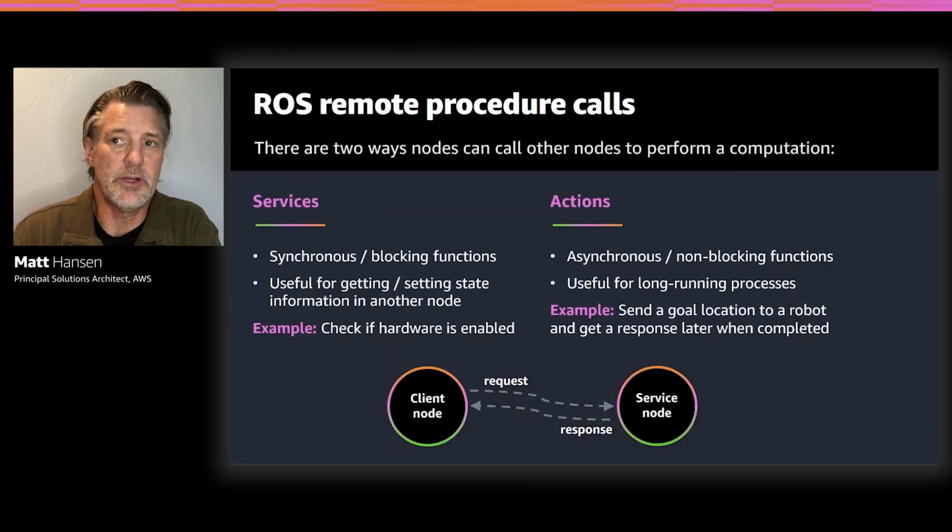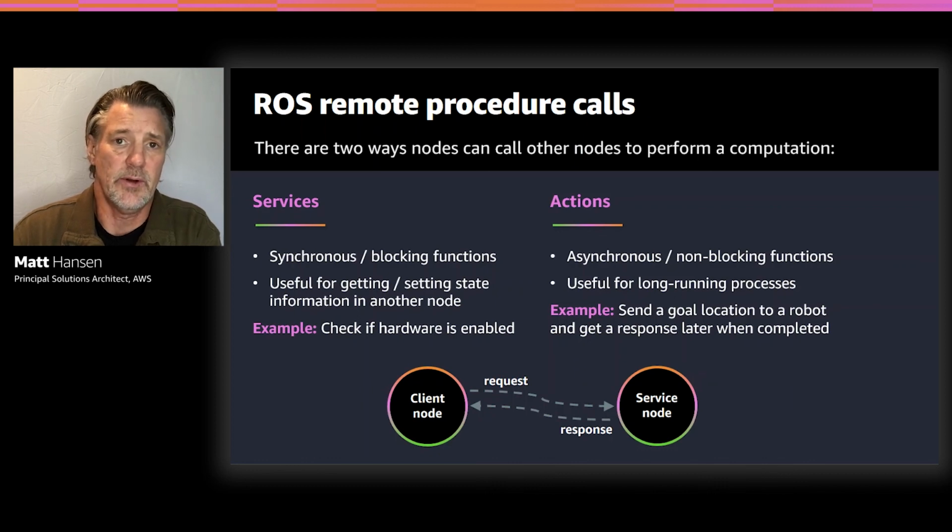There's two other common ROS communication modes. Services, which are used for synchronous communication. Those are useful for getting and setting state within your system. So, for example, you can check to see if a certain piece of hardware is enabled. And then there's actions, which are asynchronous, and those are used for long-running processes.